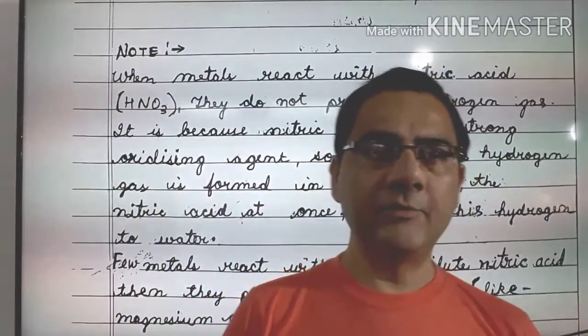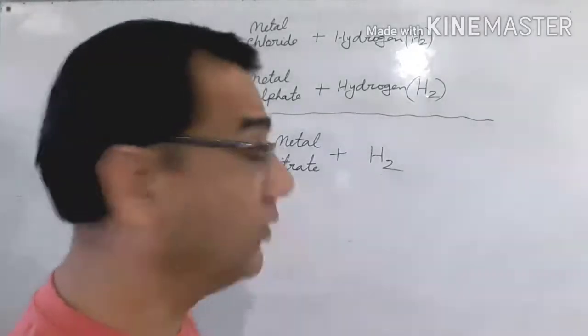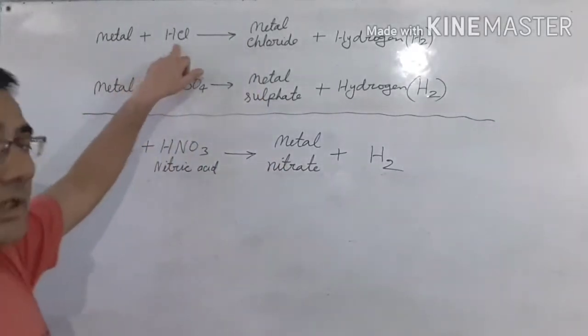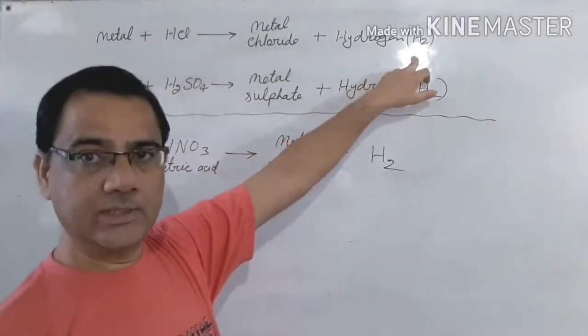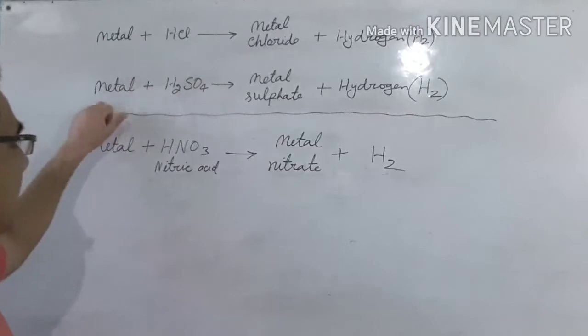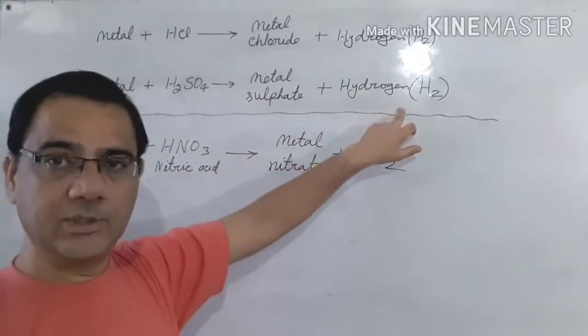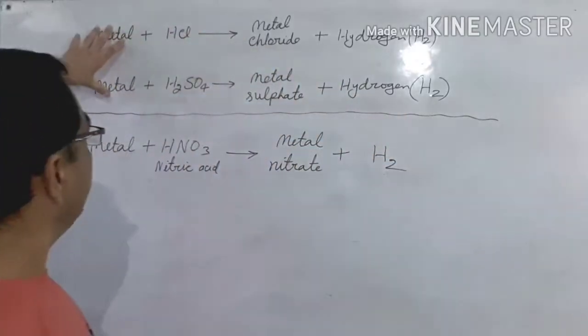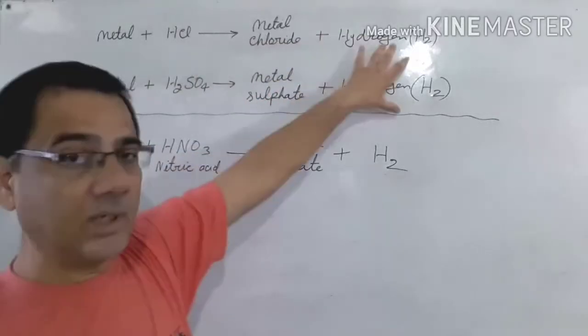Actually, mineral acids, there are three types. See what we have studied just now: metals when they react with the hydrochloric acid form metal chloride and hydrogen gas. Metals when they react with the sulfuric acid form metal sulfate and hydrogen gas. It means the metal on reacting with the hydrochloric acid and sulfuric acid produces hydrogen gas.